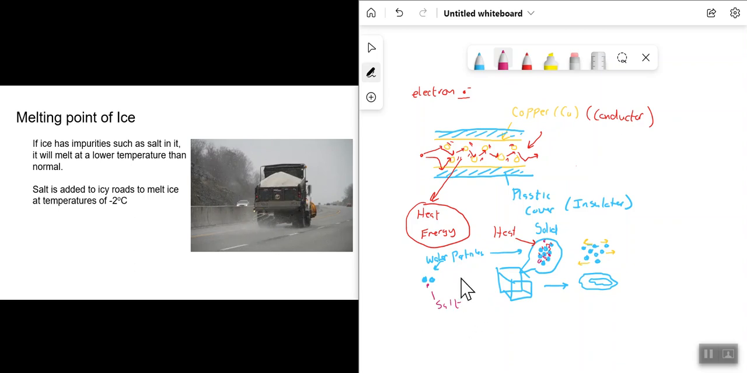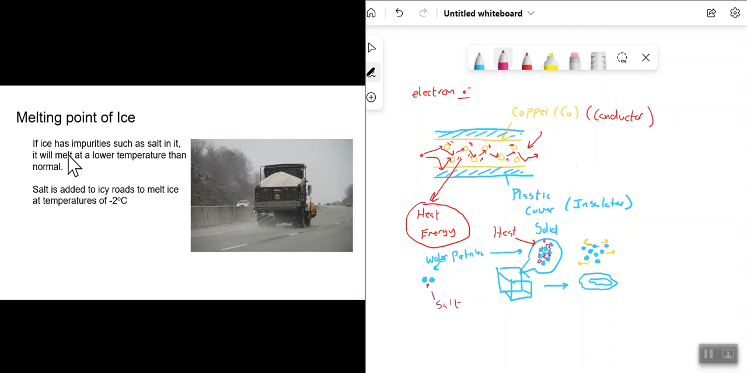Why does it get the ice to melt? Because it gets in between the water particles and it causes them to be able to separate. And when they separate, it goes from a solid into a liquid. And that's what we want, so that we can drive on the road.